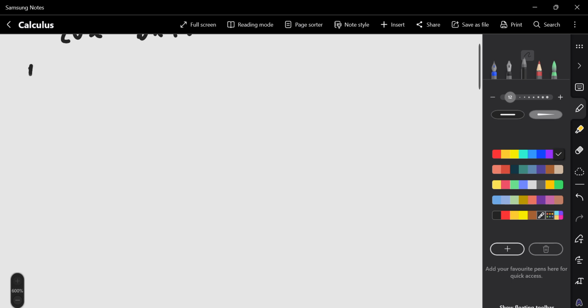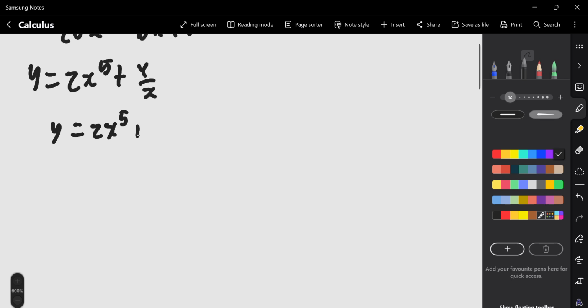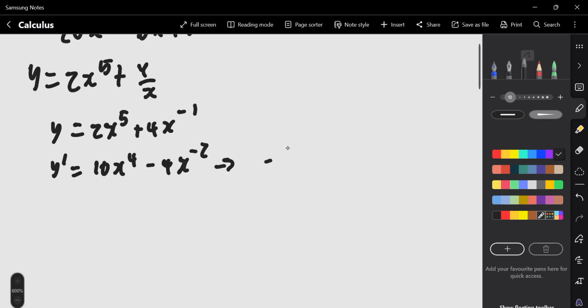Let's do another one. Let's go for y equals 2x to the 5 plus 4 over x. First things first, let's rewrite our indices. So we're going to have 2x to the 5 plus 4x to the minus 1. So y prime is going to be 10x to the 4th plus minus times through by the minus. We're going to get a minus 4x to the minus 2, which you can rewrite in the form we had it in before as minus 4 over x squared.